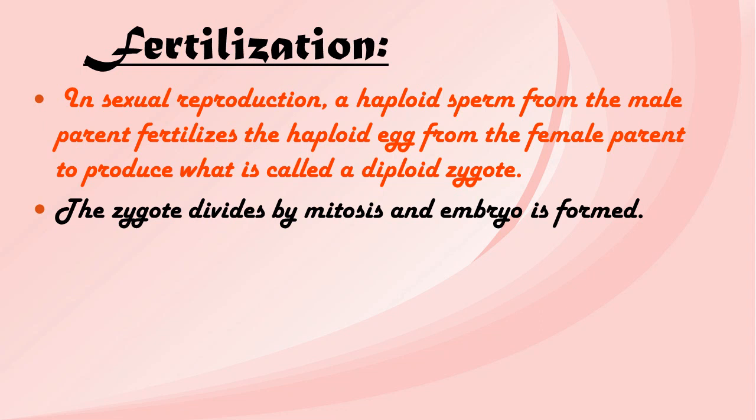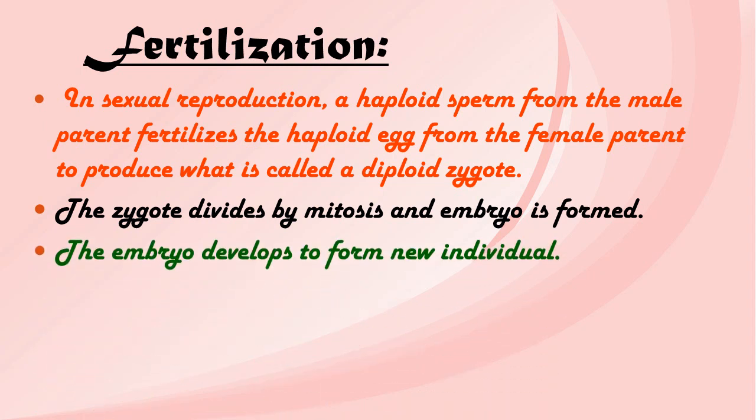We have seen that mitosis takes place in stem cells and somatic cells. So the zygote will divide mitotically, and an embryo develops to form a new individual. After division of the zygote, the embryo is formed, and then that complete embryo will develop into a new individual. That means from cell to tissue will form, then from tissue to organ, then from organ to organ system, and then the organ system to a complete individual will form.